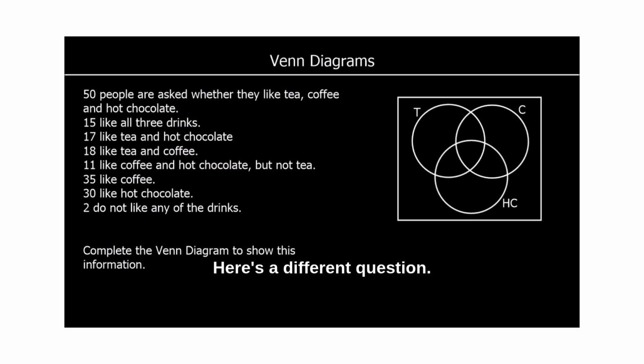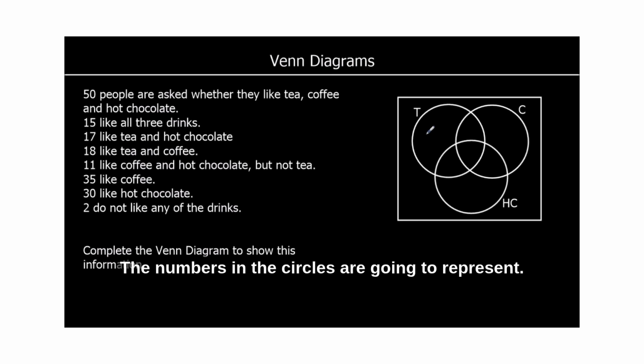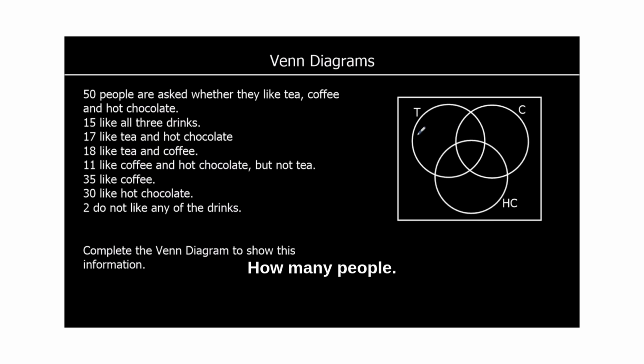Here's a different question. This time we've been given information about the number of people that like tea, coffee, and hot chocolate. And we need to complete a Venn diagram to show the information. So this time the numbers in the circles are going to represent how many people go in that category. So with these questions, we need to start in the middle and work our way out.